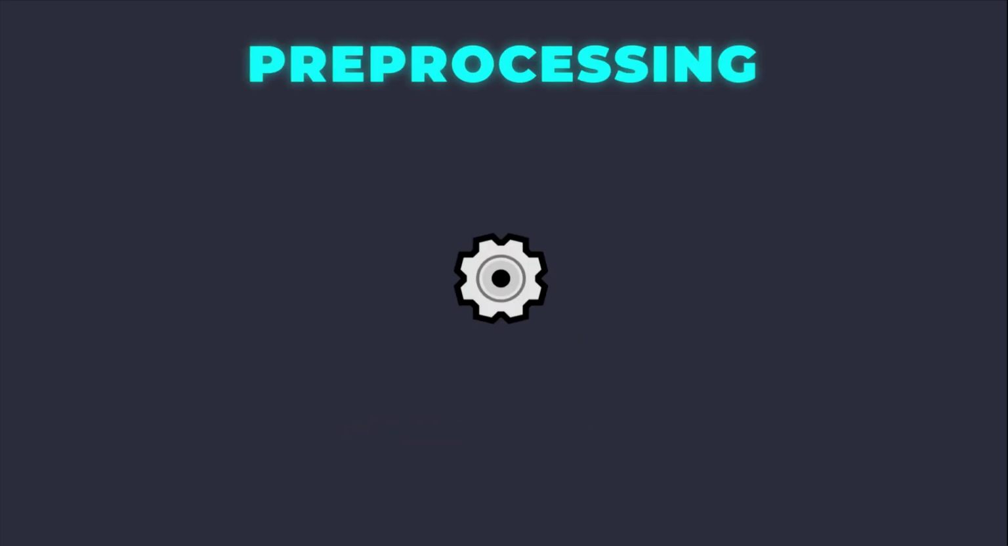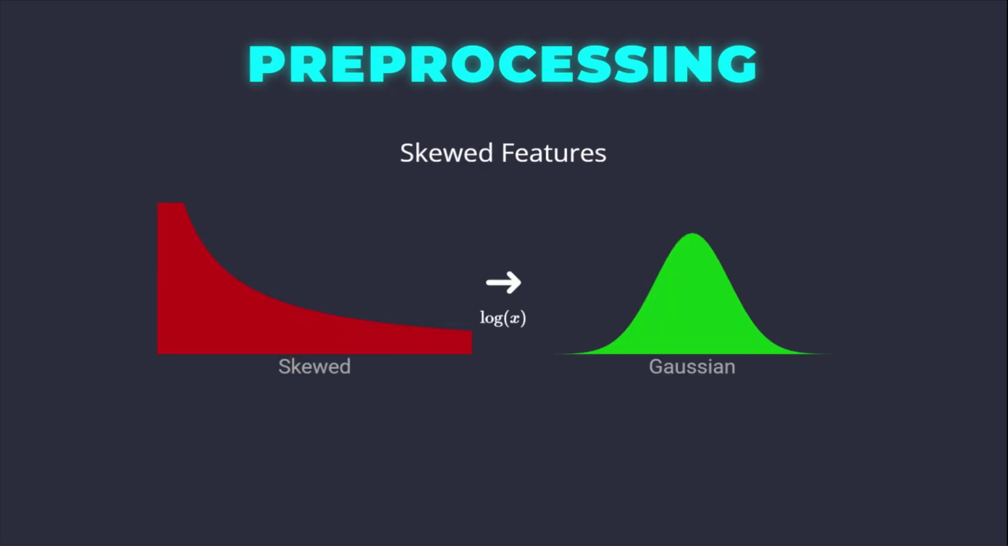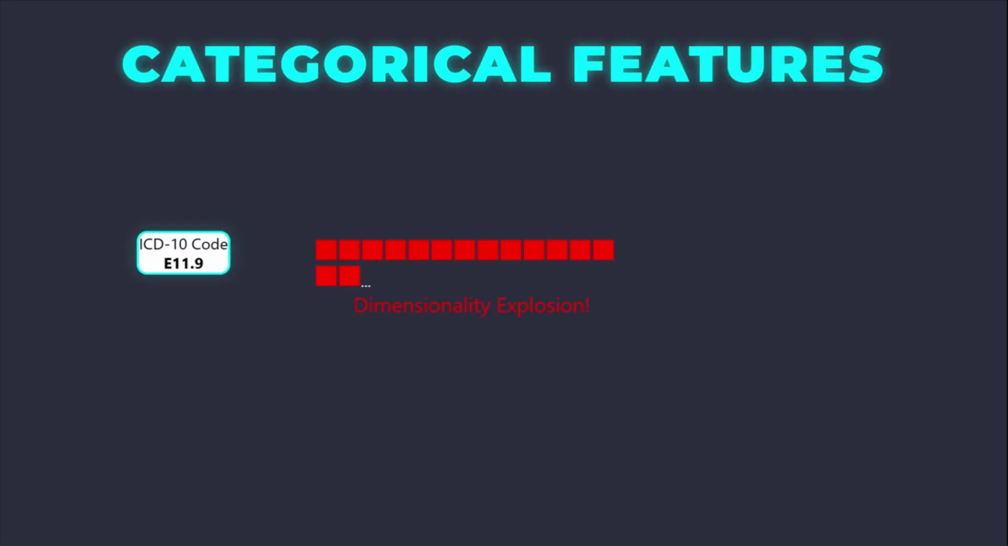Effective preprocessing is mandatory before feeding patient data into the CTGAN architecture. Continuous features such as laboratory results or age require normalization, typically using min-max scaling or z-score standardization. Highly skewed numerical features such as patient length of stay or total charges must undergo a log transformation to approximate a Gaussian distribution, improving model convergence.